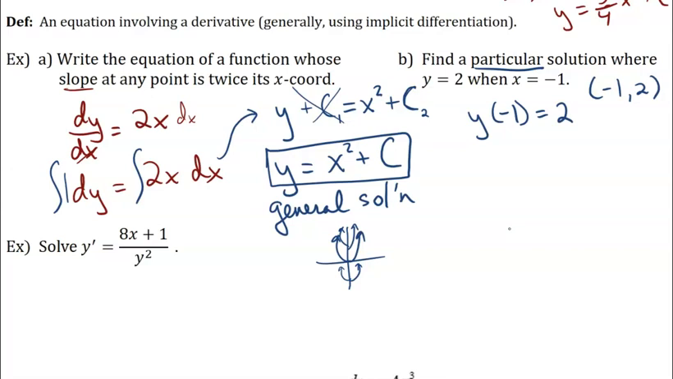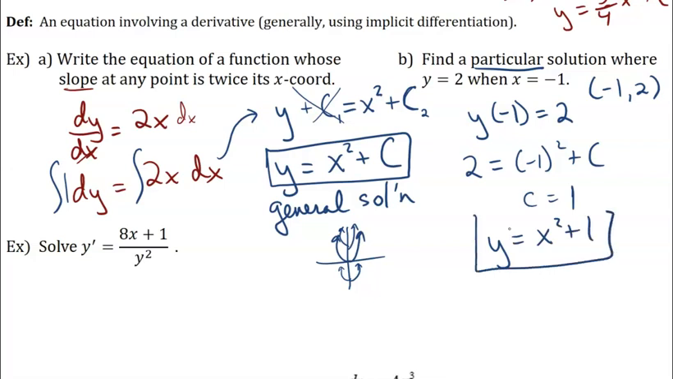So I'm going to plug my ordered pair into my general solution. 2 equals -1 squared plus c. So that's a 1 plus c, so that means c equals 1. So now I know my particular solution is y equals x squared plus 1. This is the function from this family that satisfies the initial condition. Okay? All right, so that's solving differential equations.